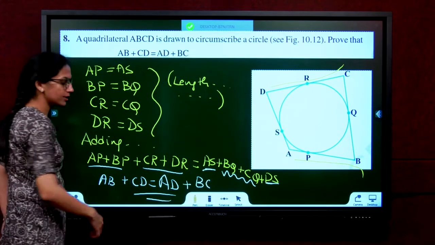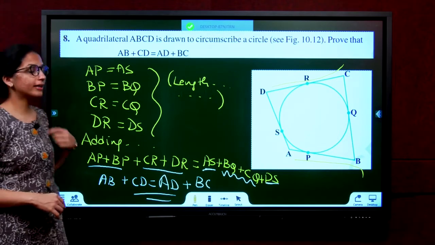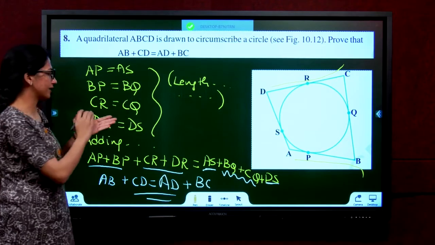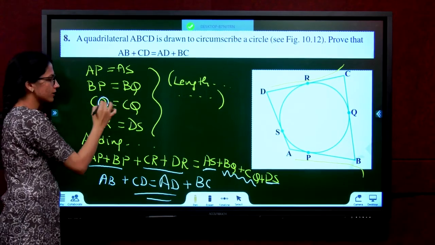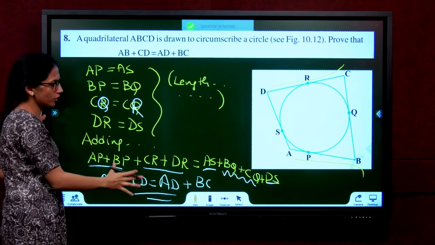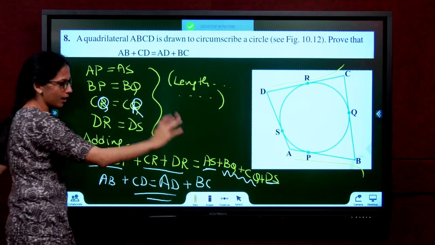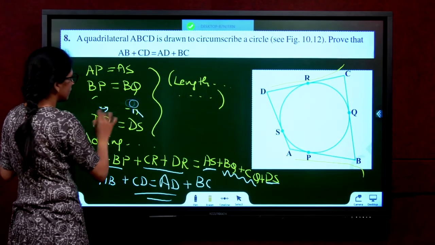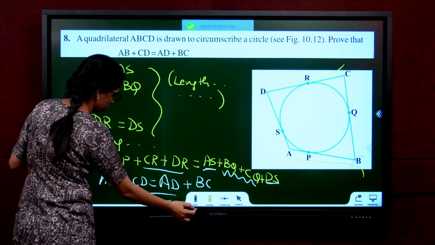The important thing to note in this question is, if you choose CQ equals CR and interchange it, making this CQ and CR, and you try to add these sides, you will not get the same sides. That's why it matters how you arrange it, and CR equals CQ will only give you the resultant sides.